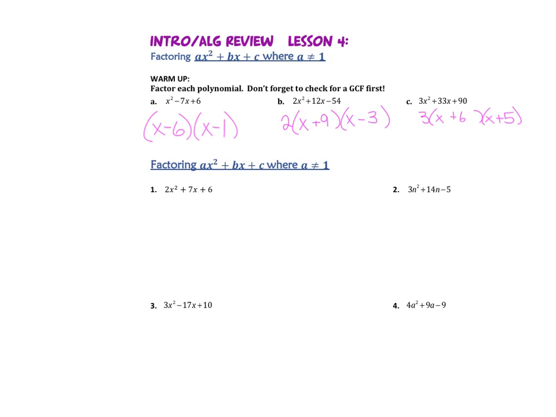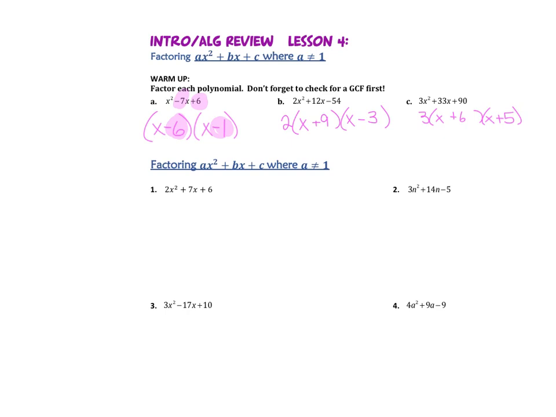All right, so here are the answers you should have gotten. For A, there was no GCF, so your leading terms for each binomial are going to be x and x, because that's how you get x squared if you multiplied. And then the two numbers inside, this -6 and this -1, they have to multiply to be +6, and at the same time they have to add up to -7.